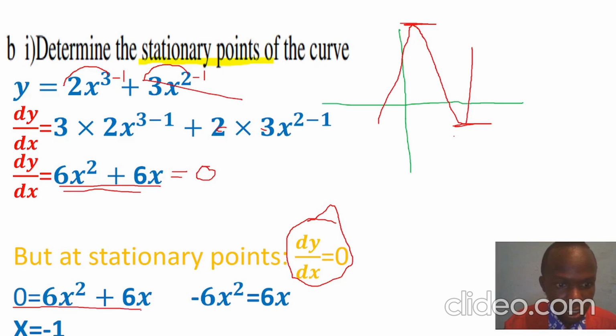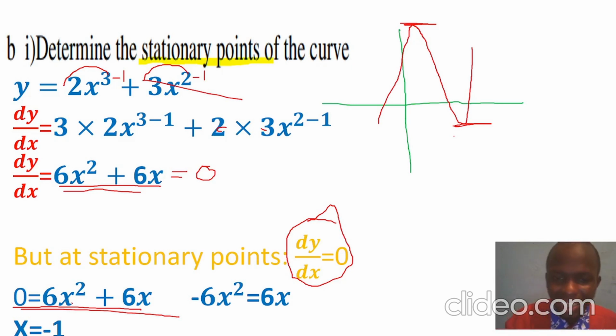Can you see that equation there? So 0 is equal to 6x squared plus 6x. Now the main idea here is to get the value of x. Now that we have equated the gradient function with 0, it is time to get the value of x, because for the stationary point we are being asked for the coordinates, so we have to get the x coordinate first.